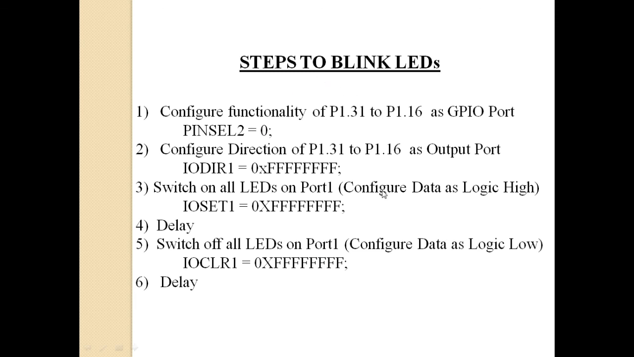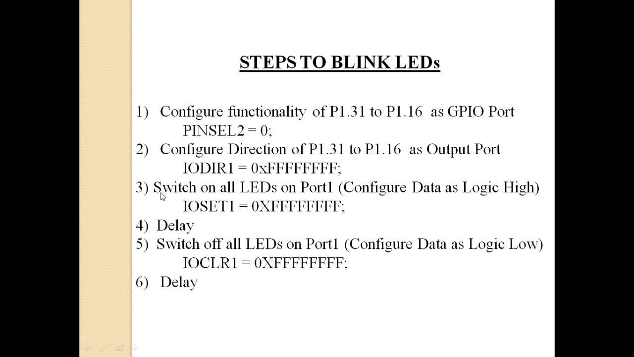So your actual program steps will be like this. First you are configuring the functionality, then you are configuring the direction, then you are switching on the LED. After switching on the LED, you need to add a delay. Then you need to switch off the LED. Again you should add a delay. Why is the second delay required? Otherwise, after switching off, again it will go to switch on, and you will see that it will be on always. So for LED blinking, you need to write all these 6 steps, right?